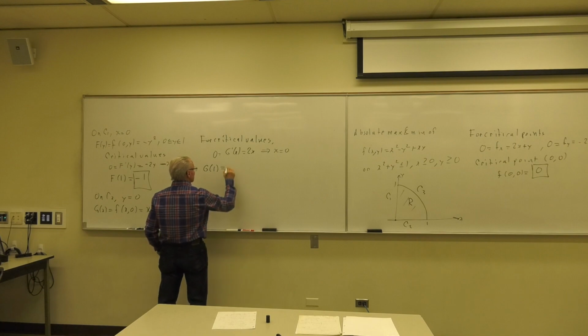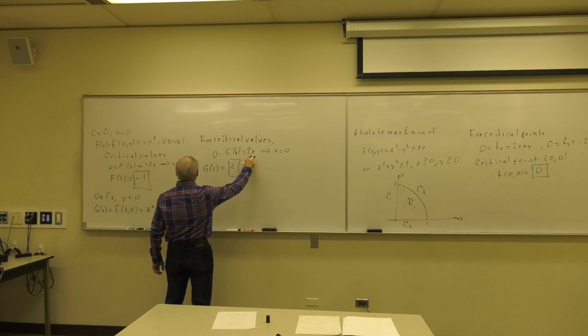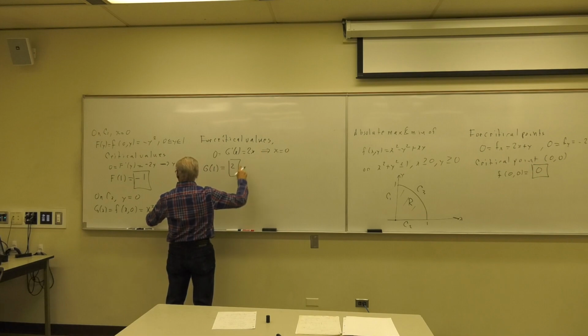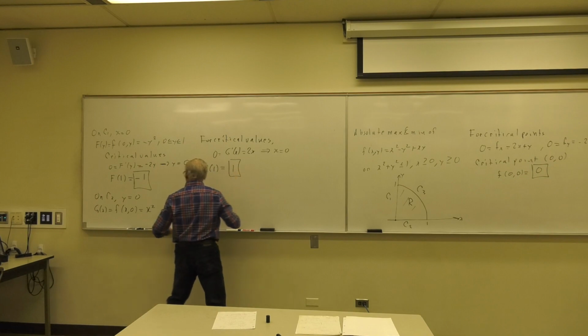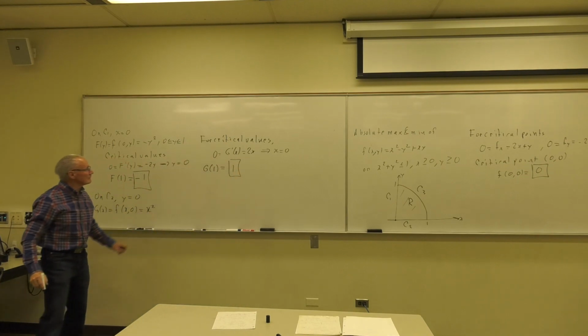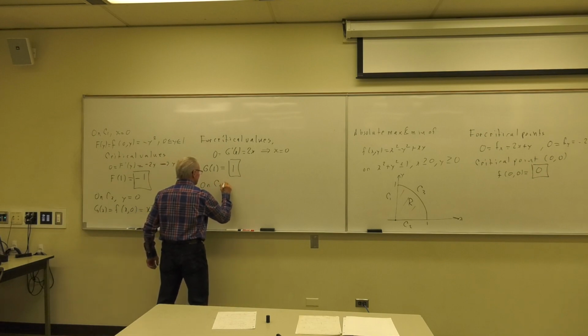G at 1 is equal to 2 in a box. Oh, I put it in the wrong place. For a critical value, I put it into here, I should be putting it into there. 1. G at 1, not G prime to 1. All right. Last one, hard one. C3.